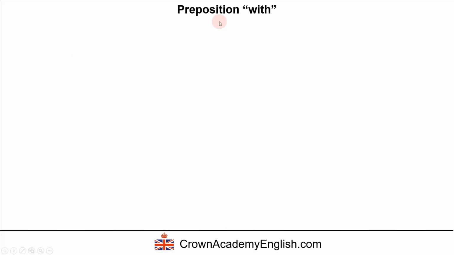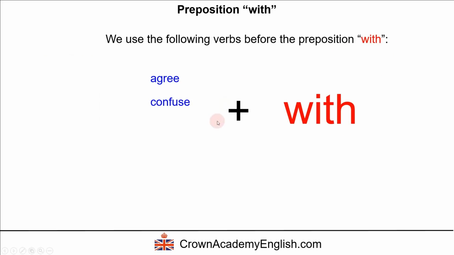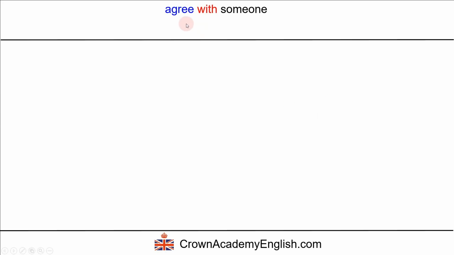Let's now look at the preposition with. We use the following verbs before the preposition with: agree, confuse, discuss, and help. Agree with someone. This means have the same opinion as someone.